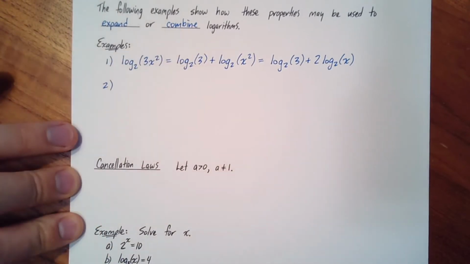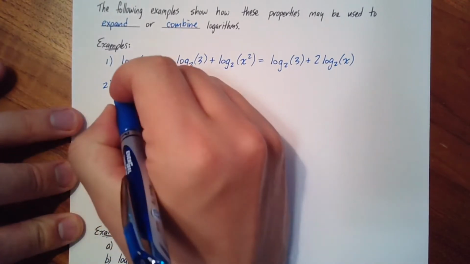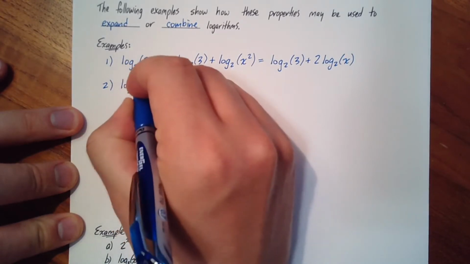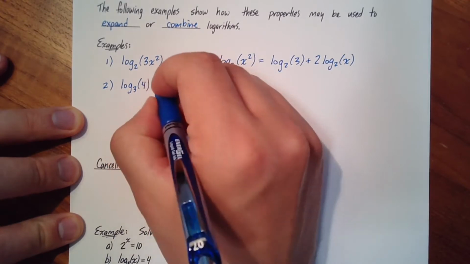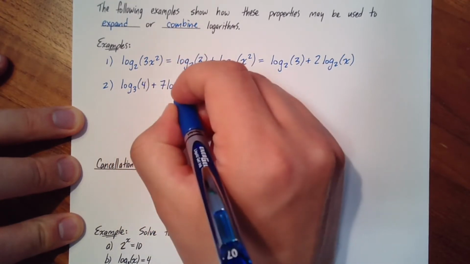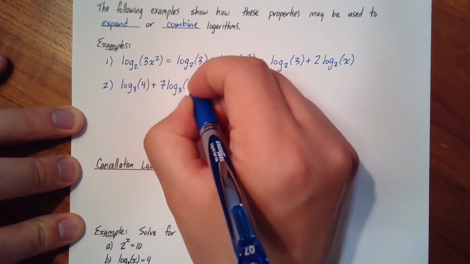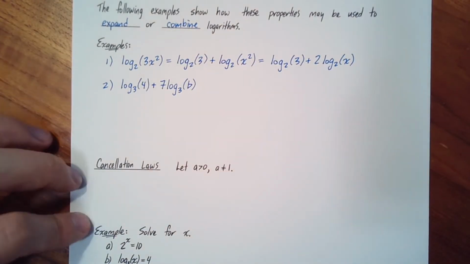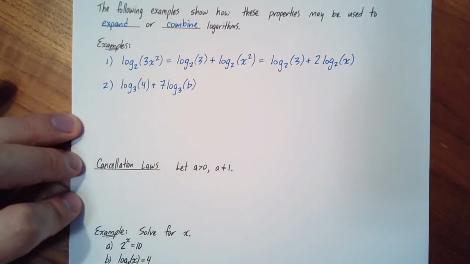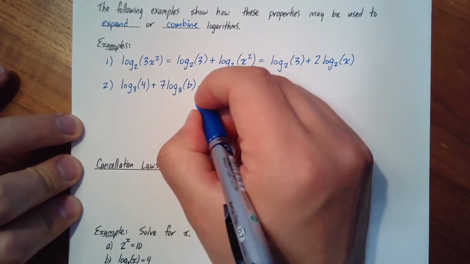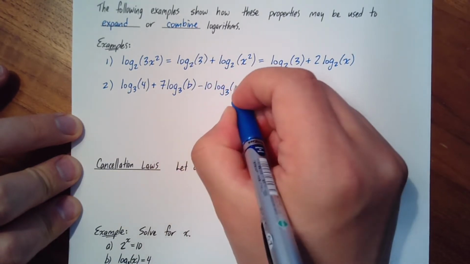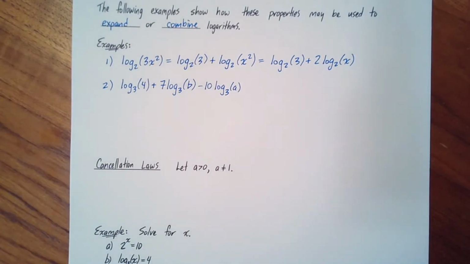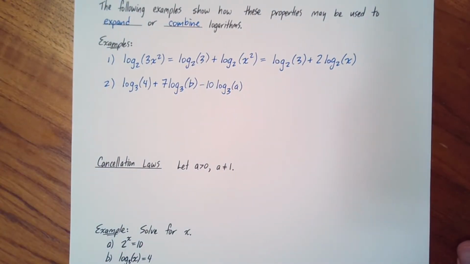Here's an example of combining logs. You might have something like this. Let's say I had log base 3 of 4 plus 7 log base 3 of some variable b. I'm trying to write that 7 a little bit sharp so it doesn't get confused with a 6. Minus 10 times log base 3 of a. So that's an example of an expression that has several logs.